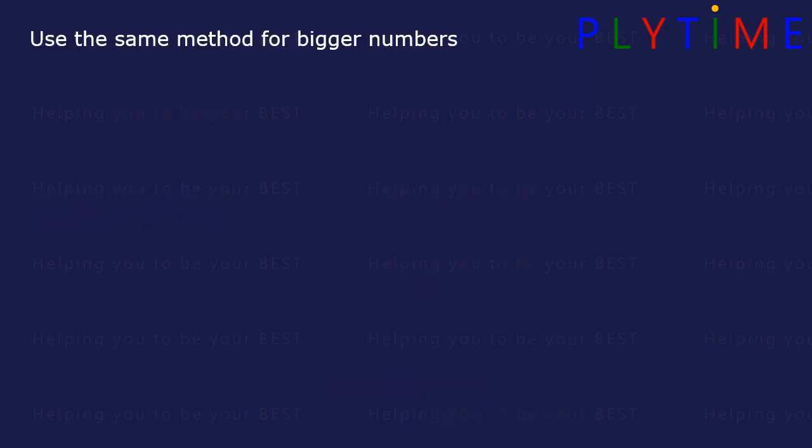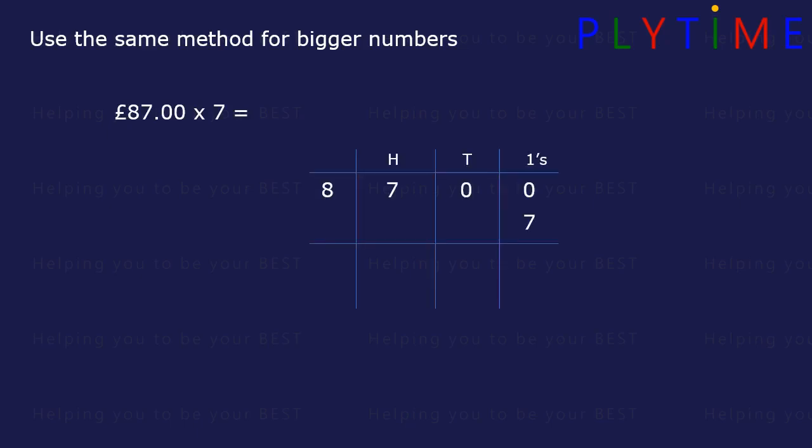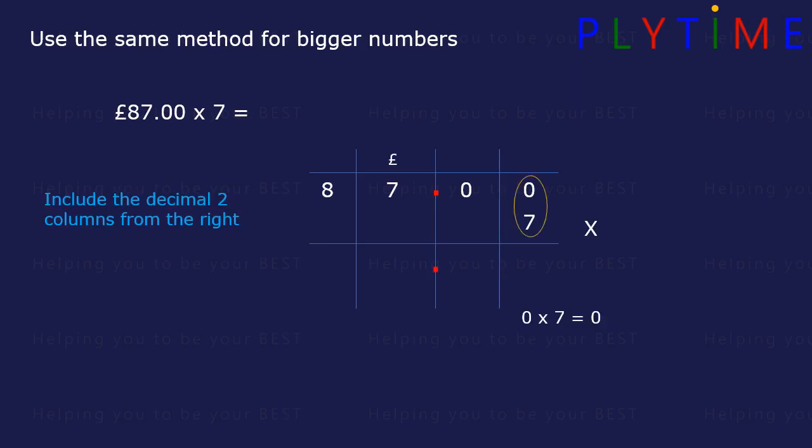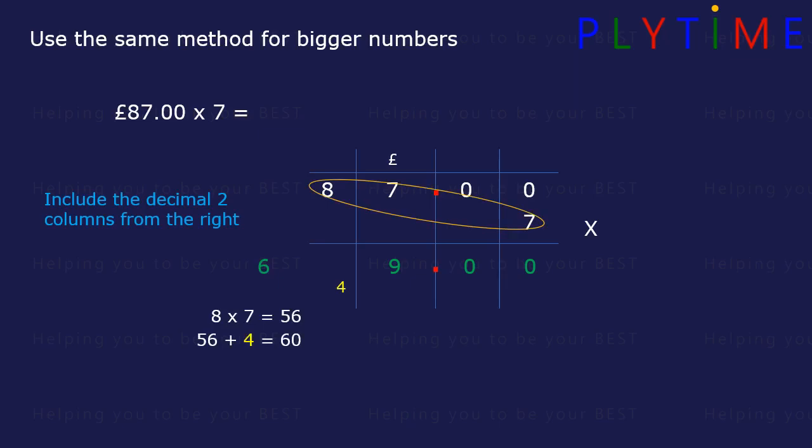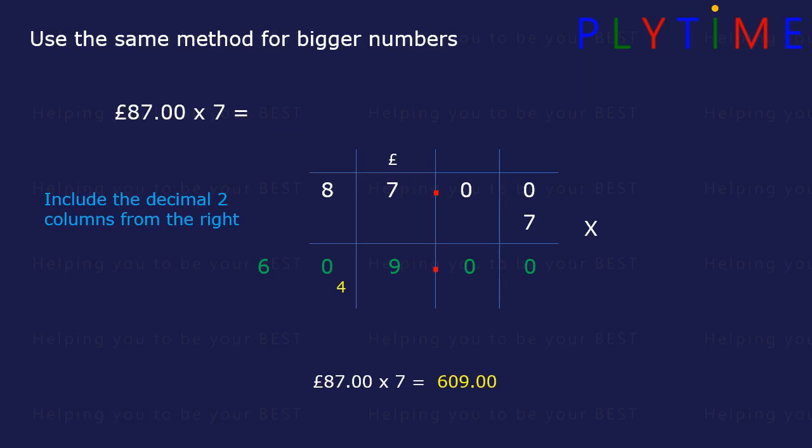We can use the same method for bigger numbers. £87 times 7. Let's put it into our columns. Include the decimal 2 columns from the right and the pound sign. Start by multiplying 7 times 0 is 0, 7 times 0 is 0, 7 times 7 is 49, 9 and carry the 4 forwards. 7 eights are 56, plus the 4 carried forwards is 60. So £87 multiplied by 7 is £609. Don't forget the units.